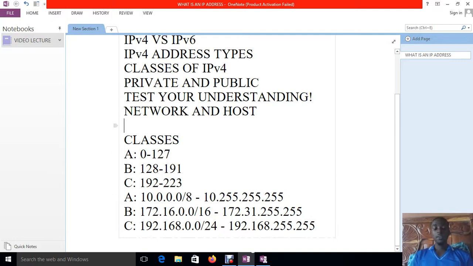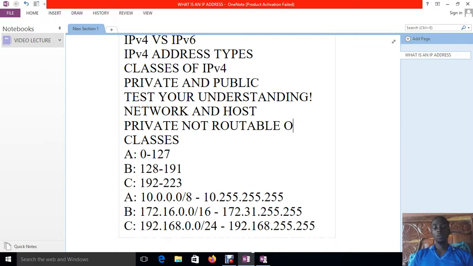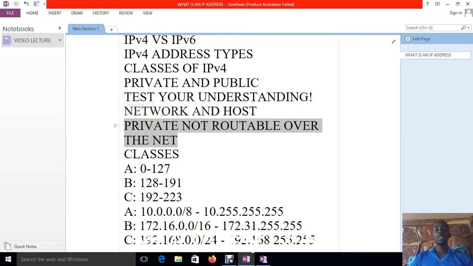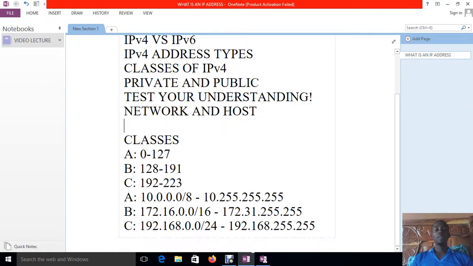A private IP address is an IP address that is not routable over the internet. Not routable over the net. It cannot go beyond the scope of the network. They are only used locally, not outside of your local environment. So if you want your device to communicate outside of your local environment, it needs to be mapped to a public IP address. So that's why you have public and private IP addresses.